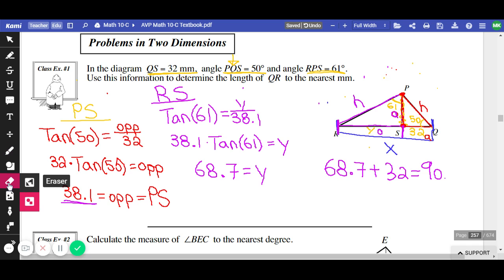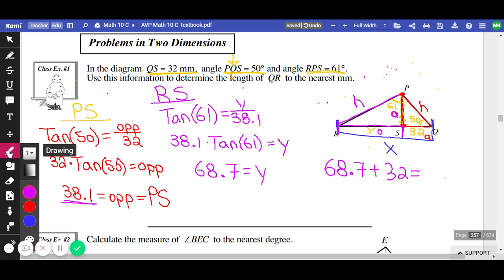I don't know if you witnessed that, but I just wrote the same wrong answer twice. I mean, I got this answer, 100.7, would be the full distance, right? Make sure you're answering the question.